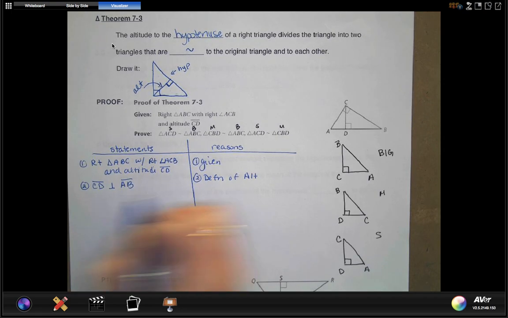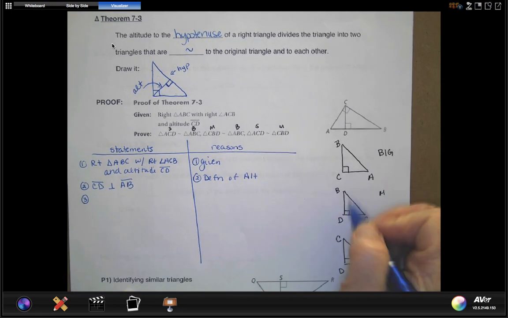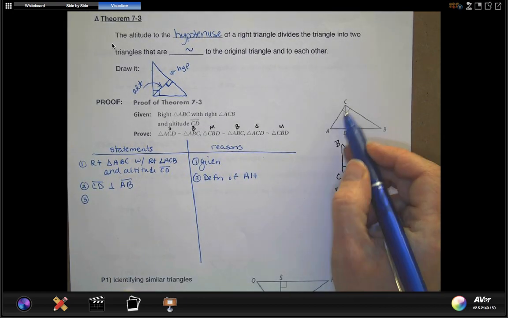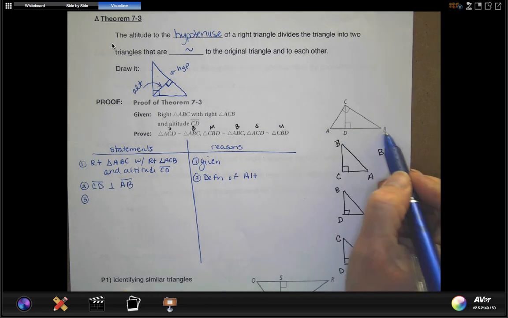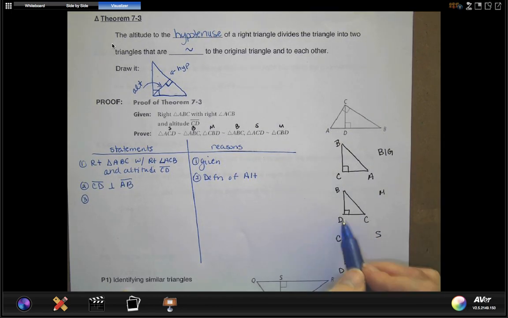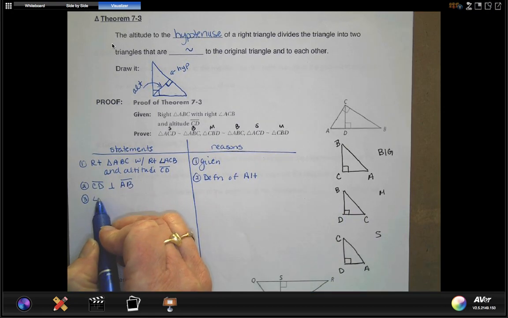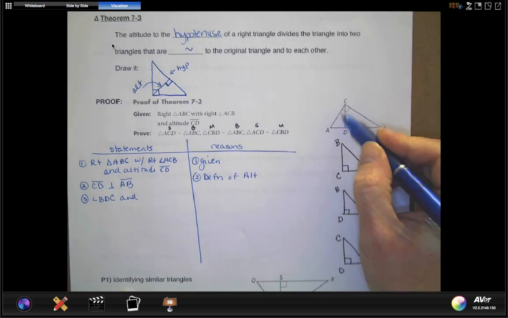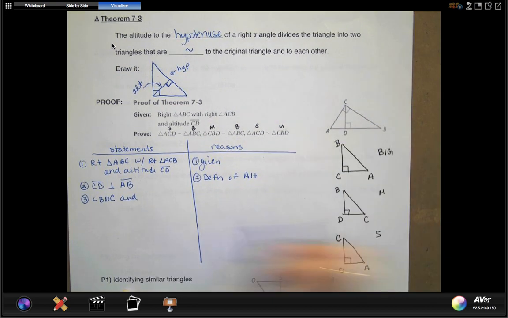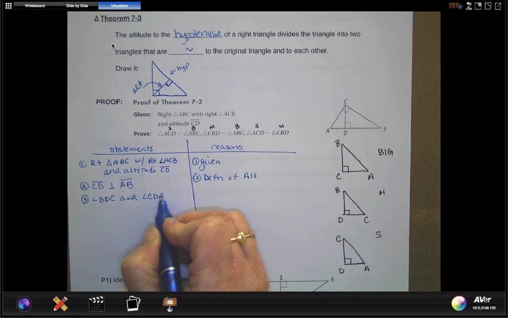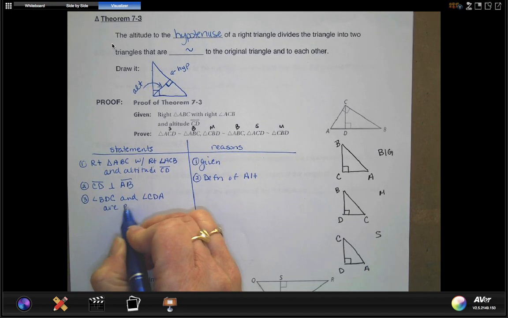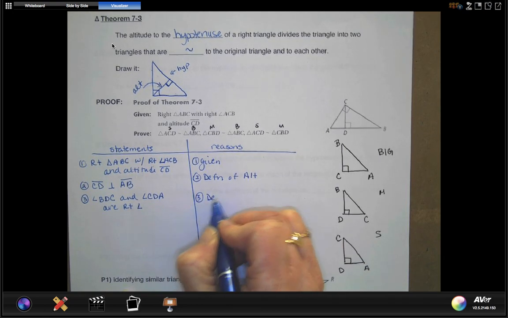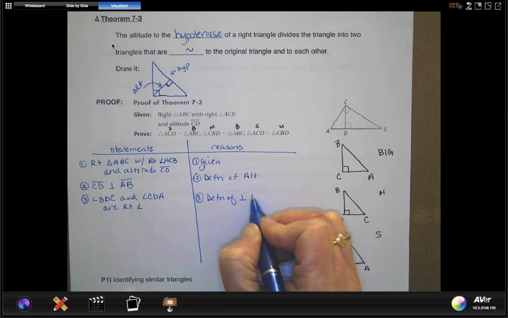Okay, I drew these right angles in here, but the only reason why I know that they're right angles is because I know those lines are perpendicular. So if I know that CD is perpendicular to AB, then I know that this is a right angle right here. So angle BDC, that was from the medium triangle. And then I also know this one over here from the small triangle, angle CDA are right angles. And again, that's just definition of perpendicular lines, okay?